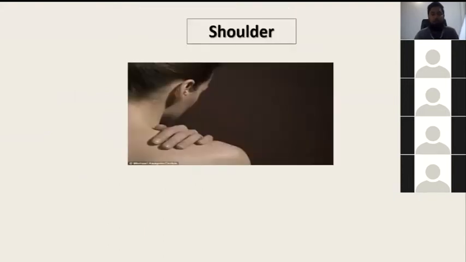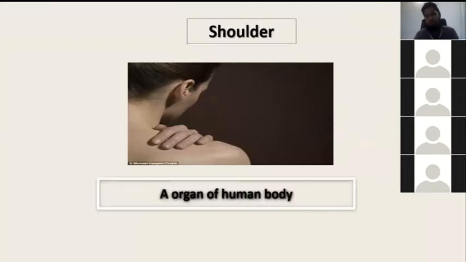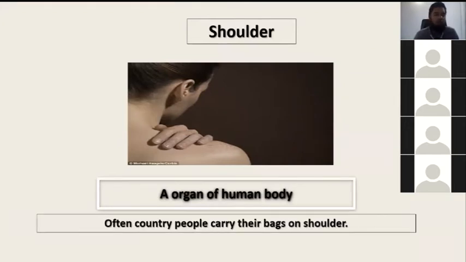Okay, what is shoulder? Can you tell me? Shoulder is an organ of the human body. That's a part of our body. Okay, that's good. Rafiq is a very smart boy. An organ of the human body or a part of the human body, right? Often country people carry their bags on the shoulder. Sometimes the country people have no trucks. That's why they carry their bags on their shoulder, on the upper part of the body, right?